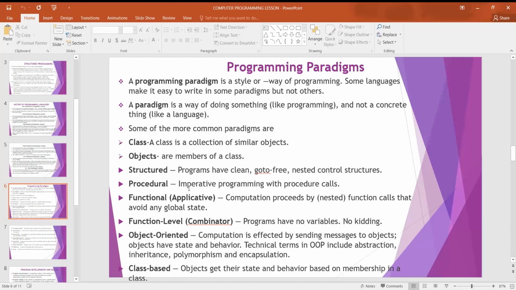Then we have object-oriented programming, where computation is effected by sending messages to objects. And some of the terms that we normally use in object-oriented programming include abstraction, inheritance, polymorphism, and encapsulation.